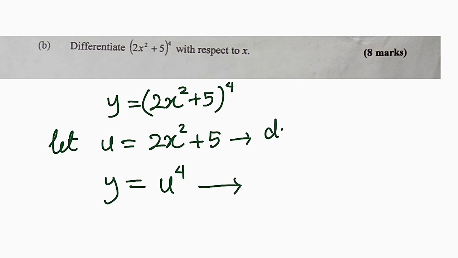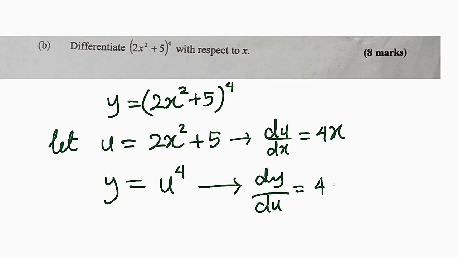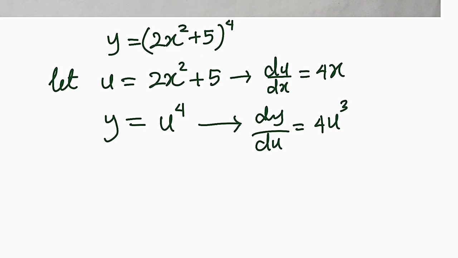So we are going to differentiate this and differentiate this. We differentiate u with respect to x. Using the power rule, 2 will drop down to multiply 2. We have 4x. You reduce the power by 1, it becomes 1. And the derivative of a constant is 0. Then here we are going to differentiate y with respect to u. So what do we have? We have dy over du to be equal to 4u to the power of 3, because the 4 will drop down to multiply and you have to reduce 1 from 4. So this is what we have.